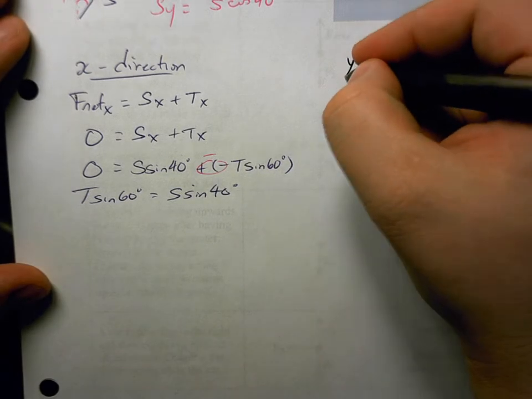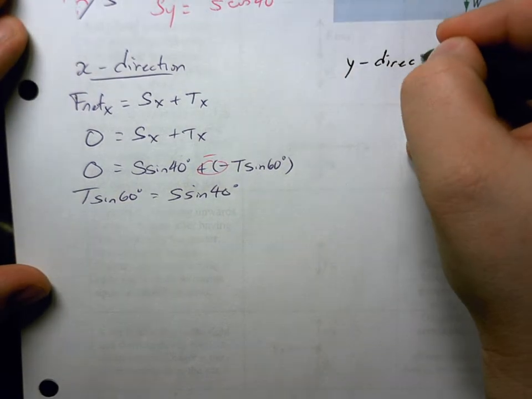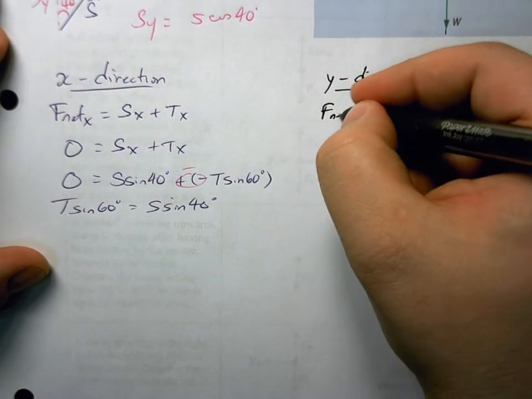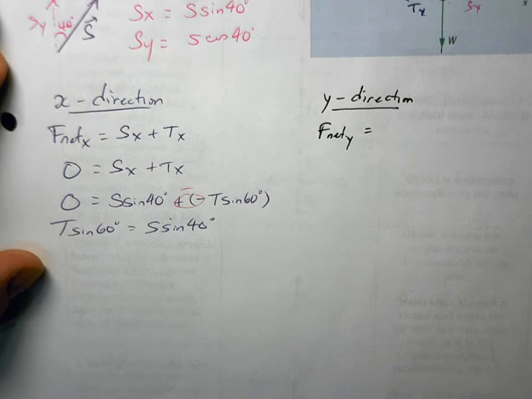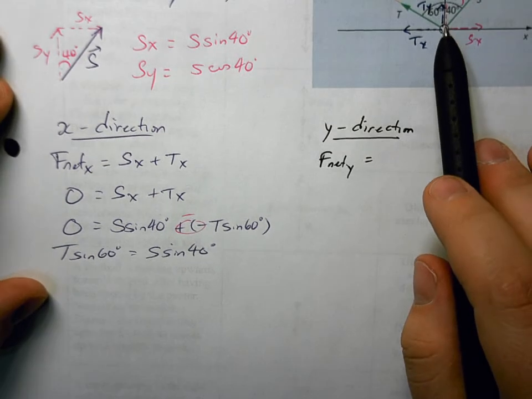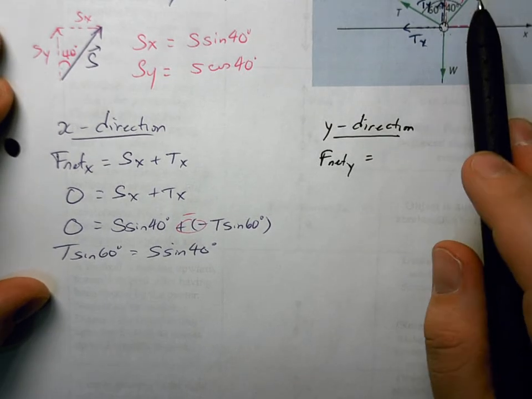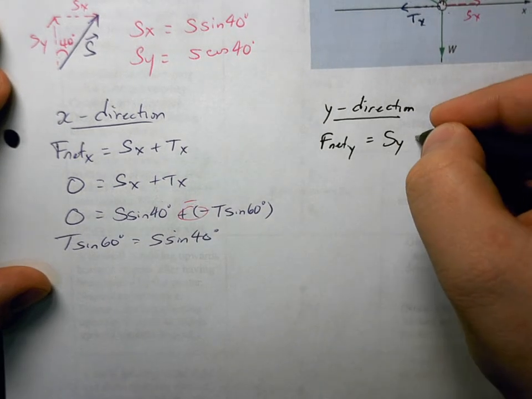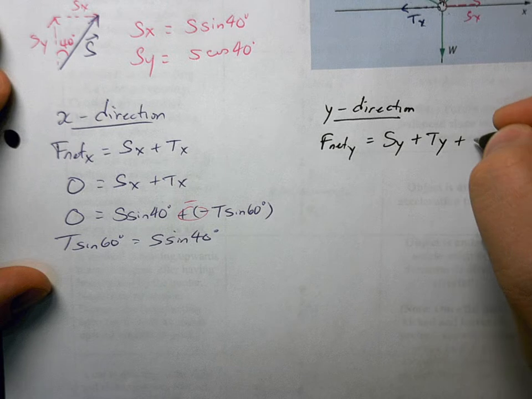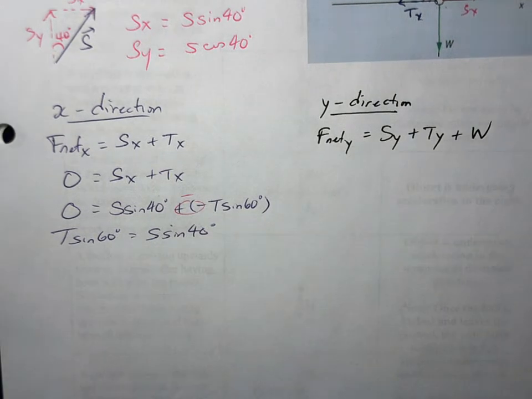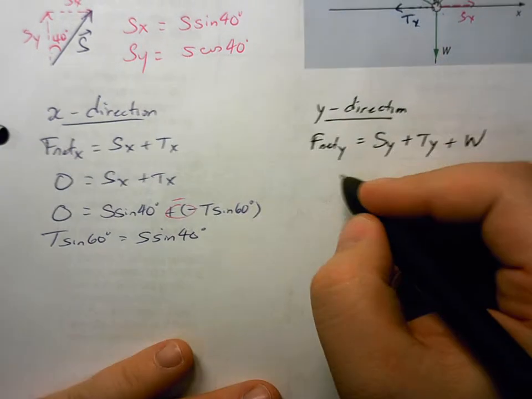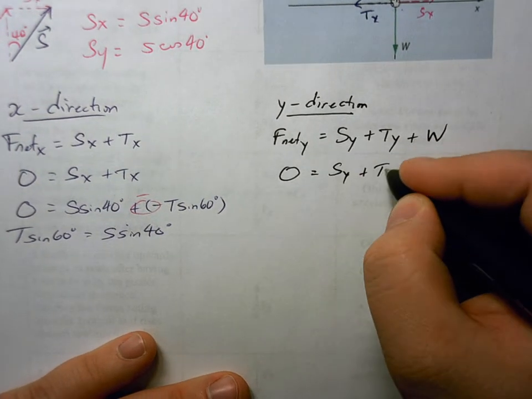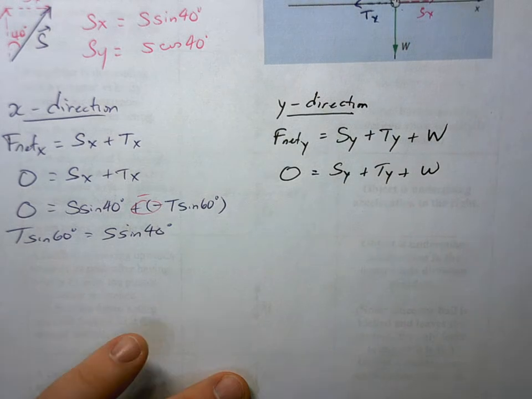So let's look at the y direction instead. Let's look at my net force in the y direction. In the y direction, I have the y components of s and t going up, and I also have this weight going down. So I get sy plus ty plus this weight. Once again, I know that the net force in the y direction is 0 because this is an equilibrium.